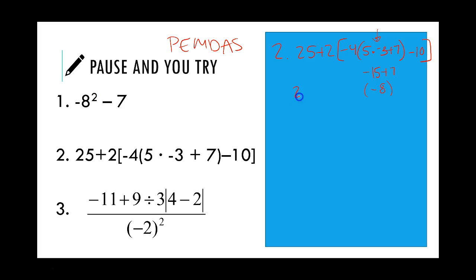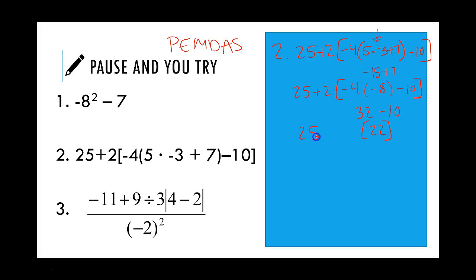Now I'm going to drop everything else down. All right. Now let's focus on the second set of parentheses, the brackets. So I have negative 4 times negative 8 minus 10. So I do the multiplication first again. So negative 4 times negative 8, a negative times a negative is positive. 4 times 8 is 32. Minus the 10 gets me down to 22.